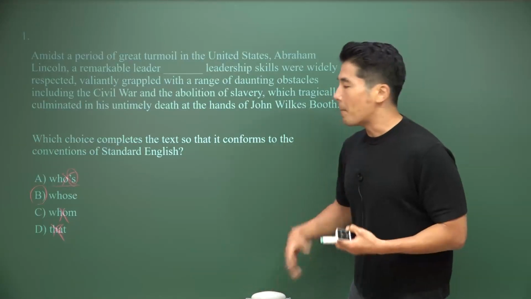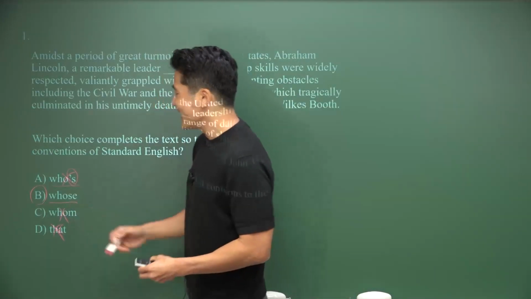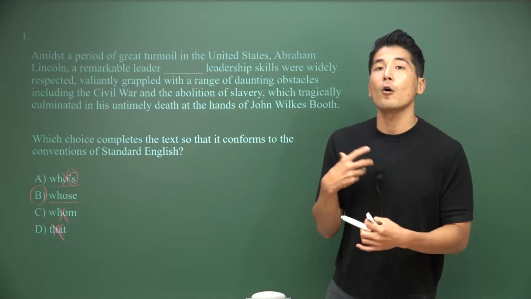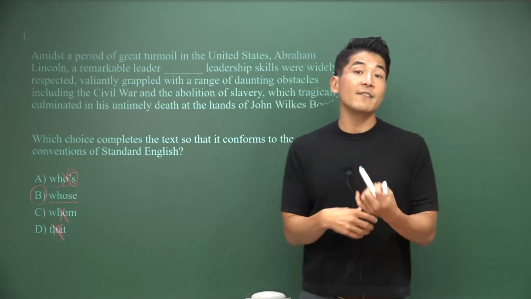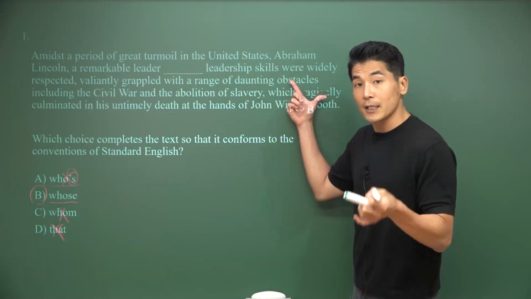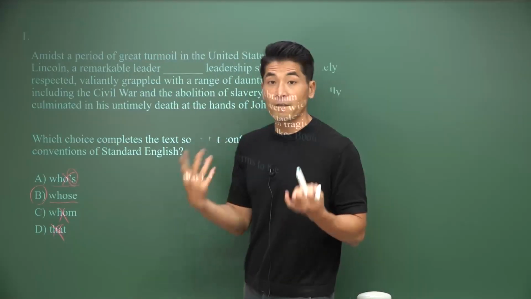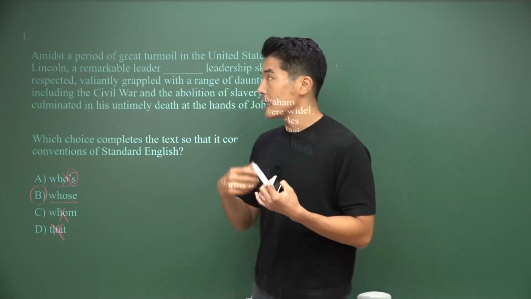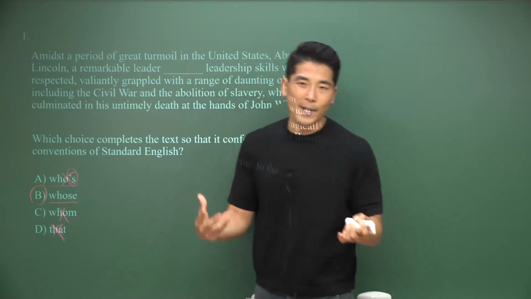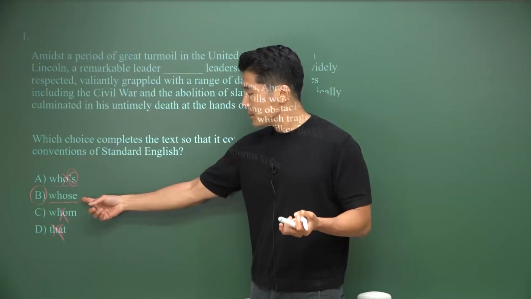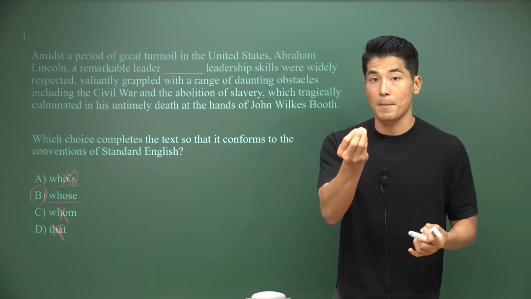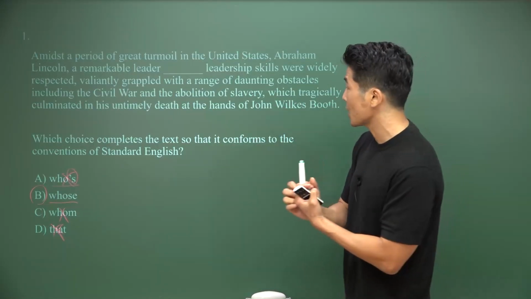Why? Well, B, W-H-O-S-E, is what is known as the possessive form. It's the possessive form for all relative pronouns. These are pronouns that create relative clauses, the ones that modify the noun that comes before them. These relative clauses can start with relative pronouns like who, whom, that, which, or whose. Whose is the only relative pronoun that takes on the possessive form. Possession is all, okay?